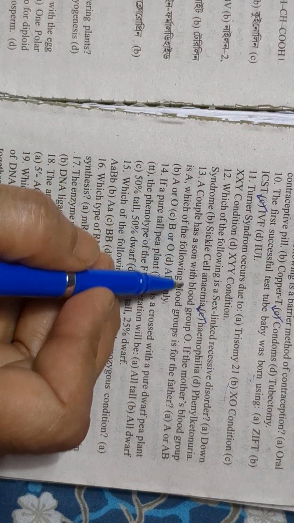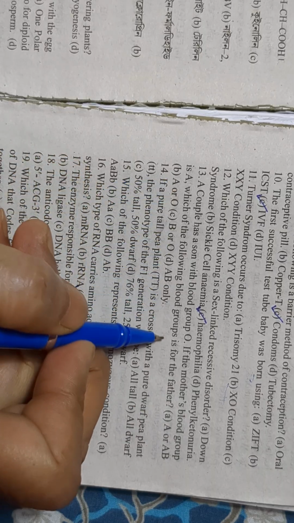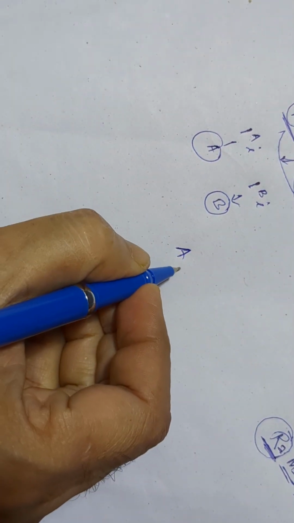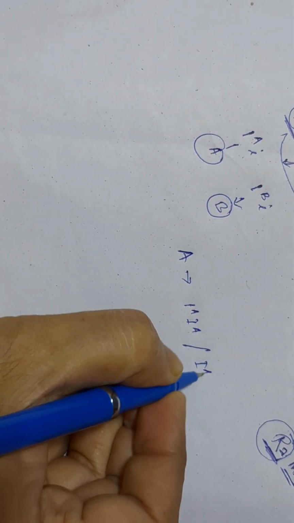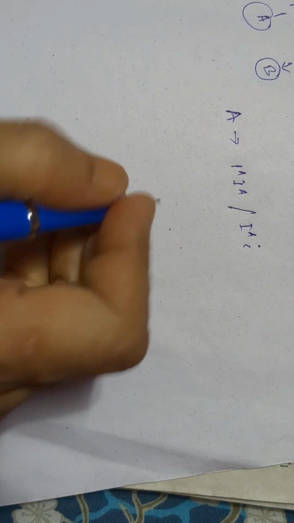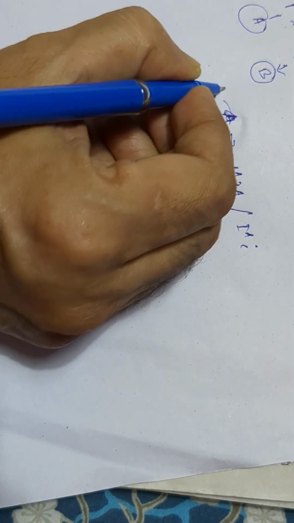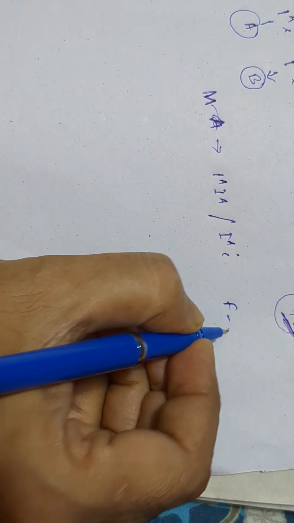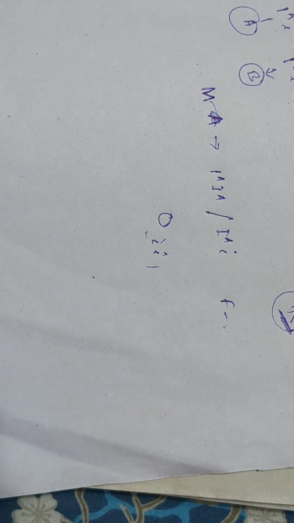A couple has a son with blood group O. If the mother's blood group is A, then what would be the blood group of the father? Let's see. Son has blood group O and mother is A. If mother is A, its genotype would be either this or this one. And son is O. So this is the mother. So what would be the allele of the father? And son is O. O means both are recessive i.